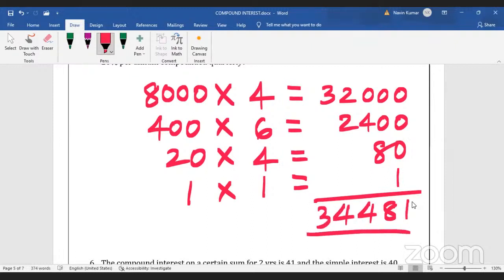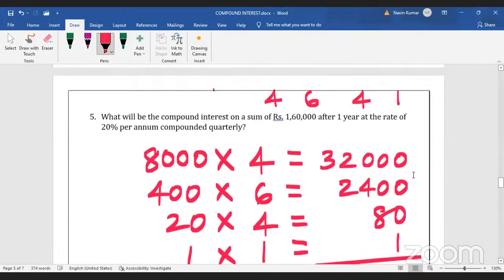Is the answer correct? Yes, sir. Any doubt? So because the quarter thing came, that's why we took 4641, right? Four quarters. When quarter comes, we have to take 4641, right? No, it will depend on how many quarters. We had 4 quarters. That's why we took 4641.